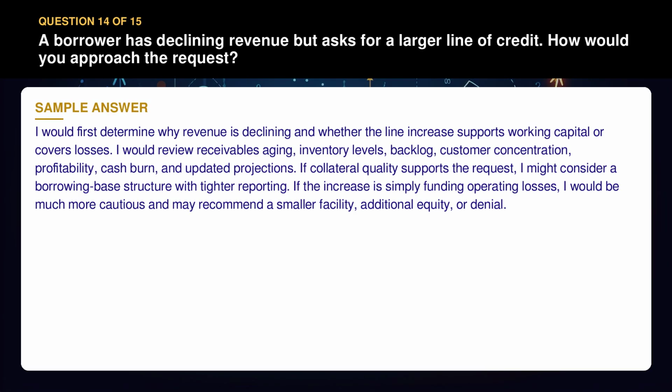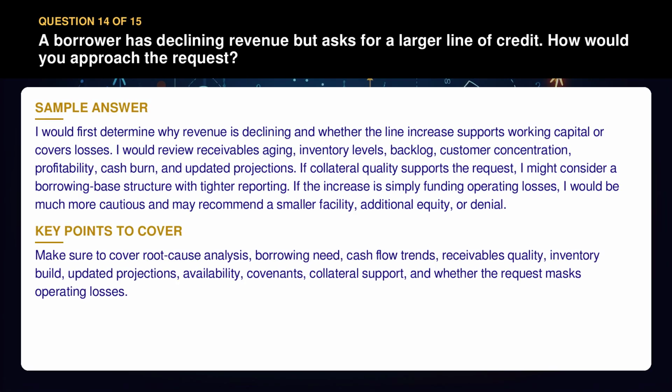additional equity, or denial. Make sure to cover root cause analysis, borrowing need, cash flow trends, receivables quality, inventory build, updated projections, availability, covenants, collateral support, and whether the request masks operating losses.